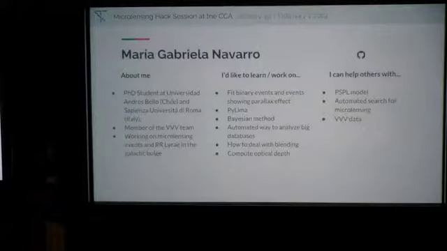Hi, I'm Maria Gabriela Navarro. I'm from Chile. I'm studying in Andrés Bello in Chile and Sapienza in Rome. I'm a member of the VVV team, and I have been searching for microlensing events with the VVV. So I would like to learn how to fit more complex models because I'm using PSPL, and how to deal with low cadence.